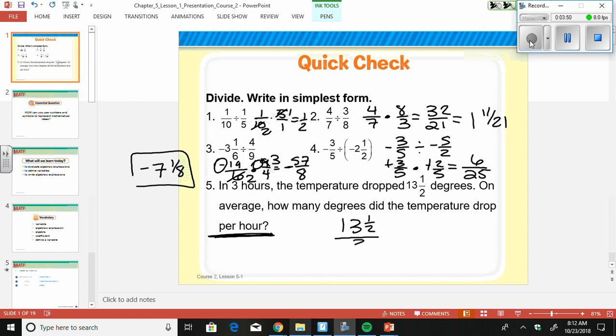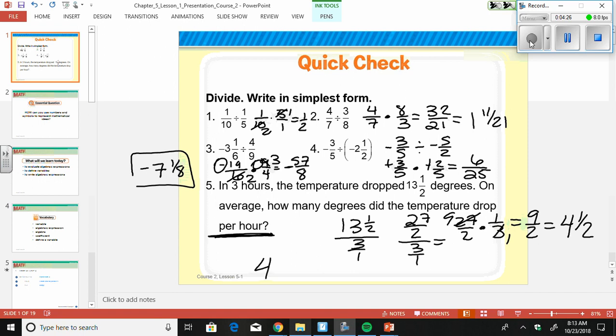13.5 divided by 3. And the first thing I'm going to do is turn that 3 into a fraction by putting it over 1. And I'm going to turn 13.5 into an improper fraction. So 13 times 2 is 26 plus 1. So we get 27/2 divided by 3/1, which becomes 27/2 times 1/3. And I can cross reduce. I get 9/2, which is 4, with 1 left over. And the 1 goes over your divisor. So 4.5 degrees per hour.